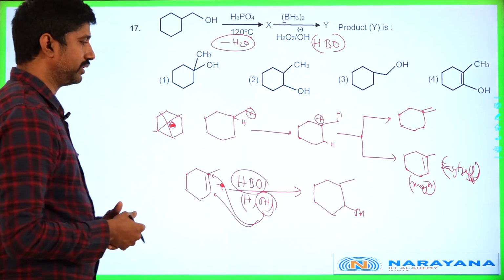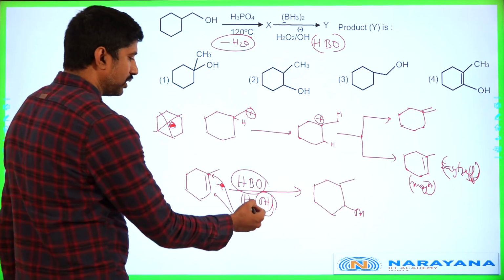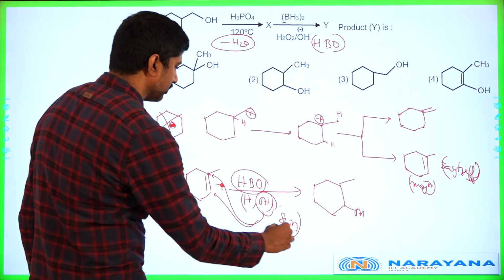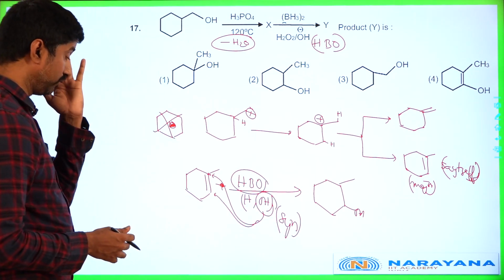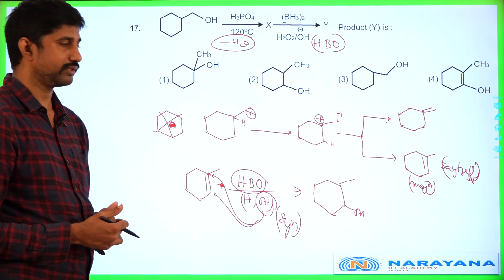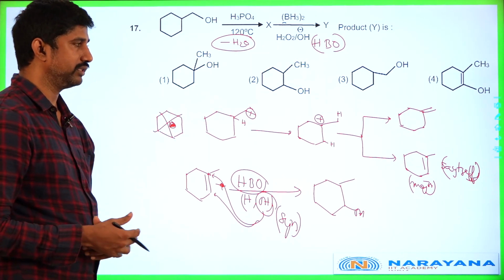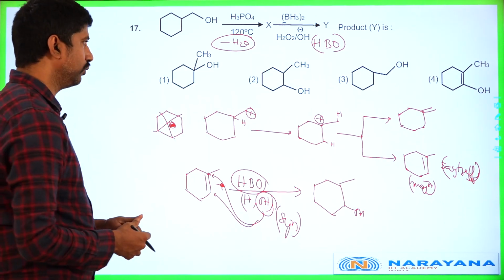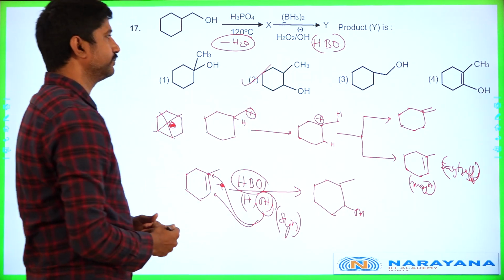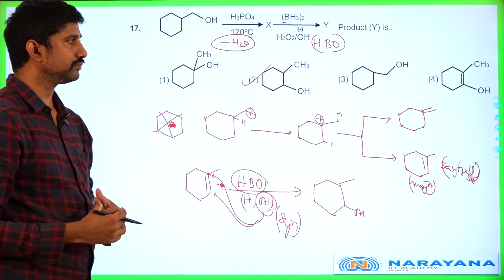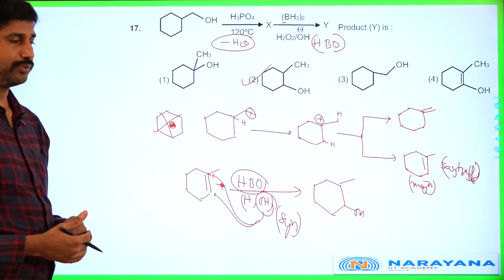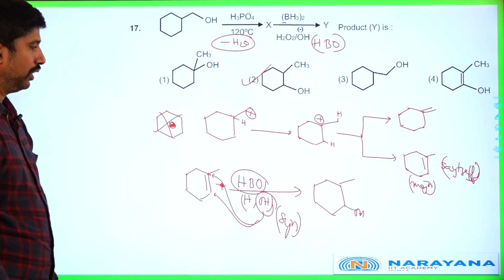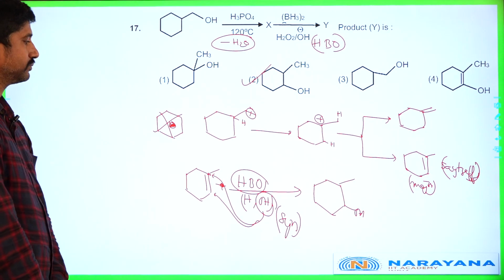So if you see the options, addition of H and OH is always syn. Addition of H and OH should always be at syn positions, but they didn't mention whether it is syn or anti, so directly we can go for option 2, hydroboration oxidation.